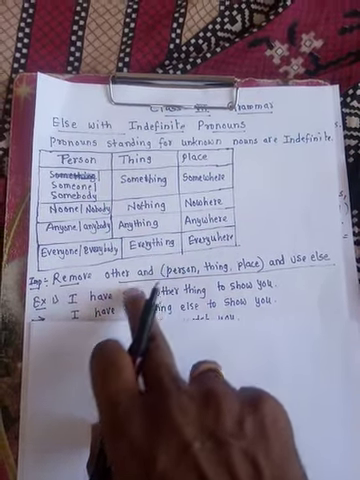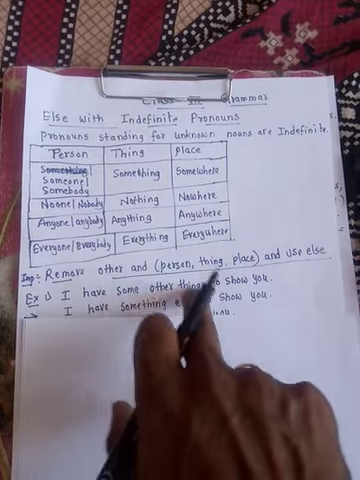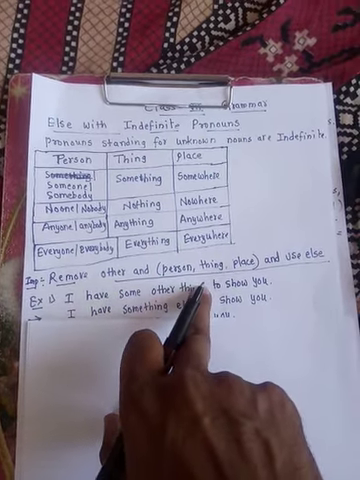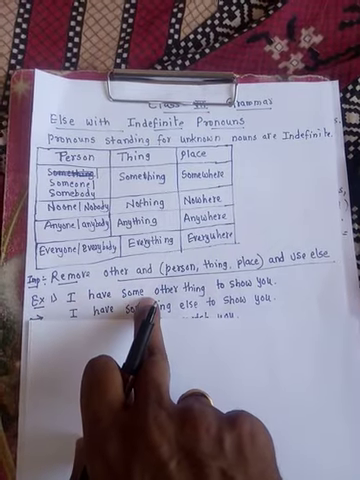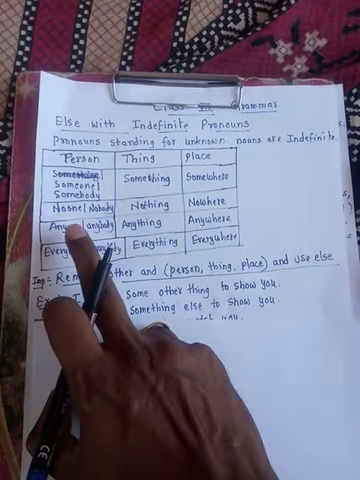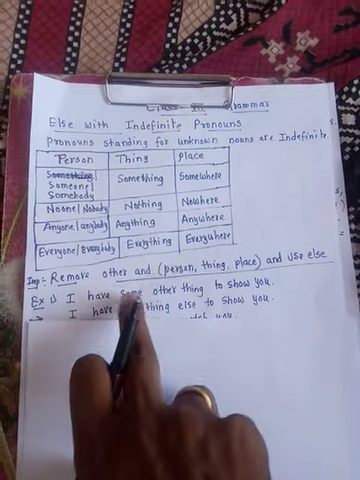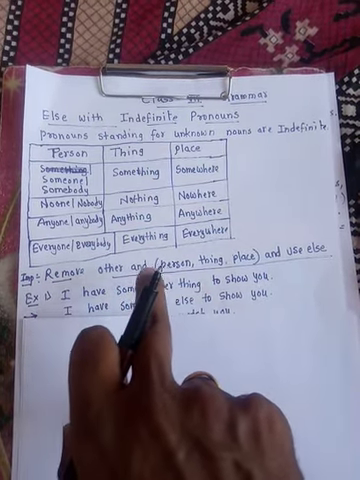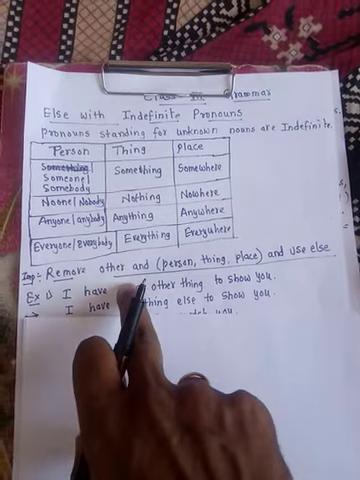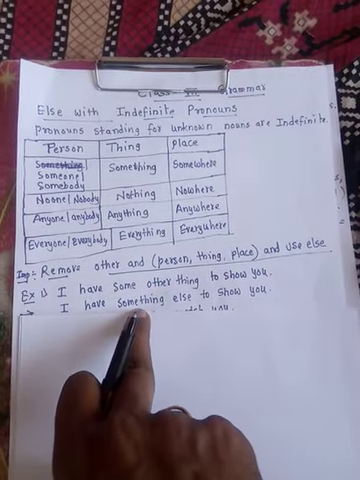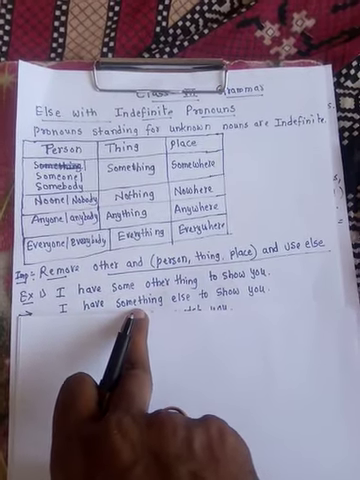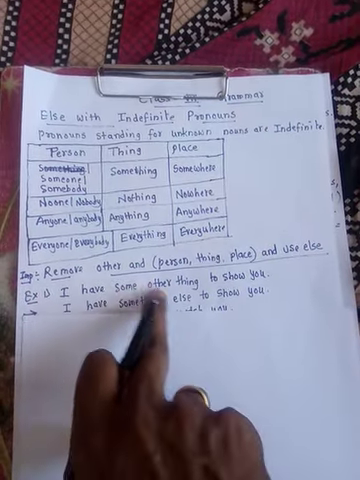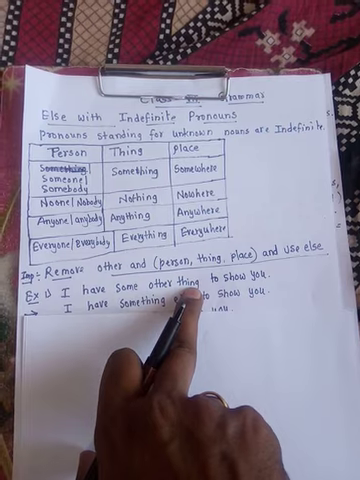These 3 words may be some other thing, some other place, some other person, or instead of some there may be another word from no, any, or every, like no other person or every other person or any other person. Then based on that you have to take anything, anyone, whether it is standing for person, place, or thing. So something is taken because it is standing for thing.